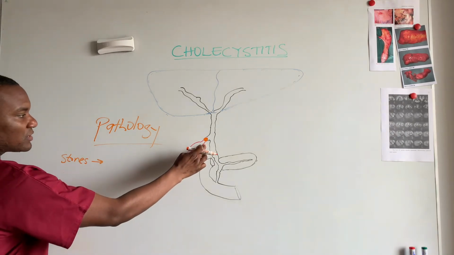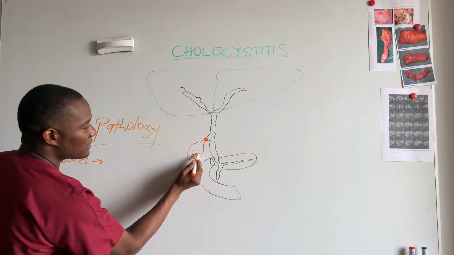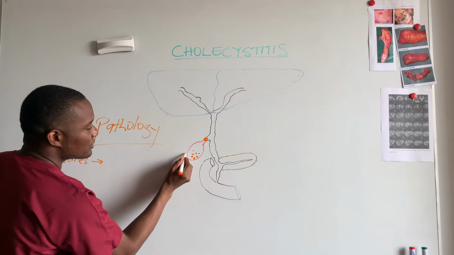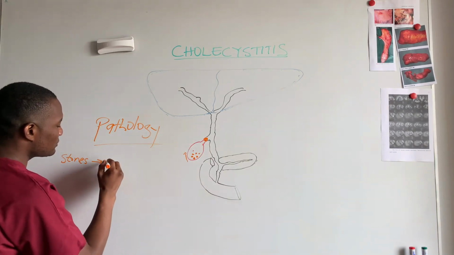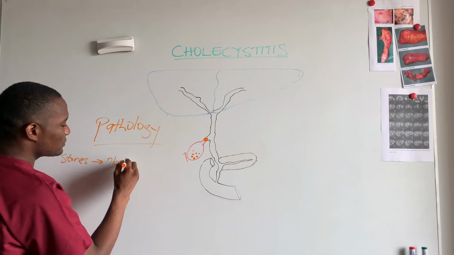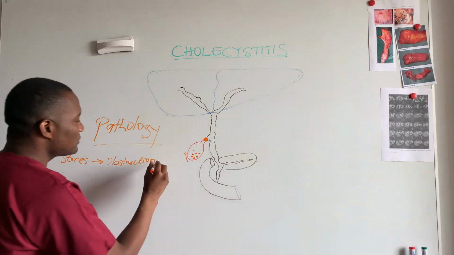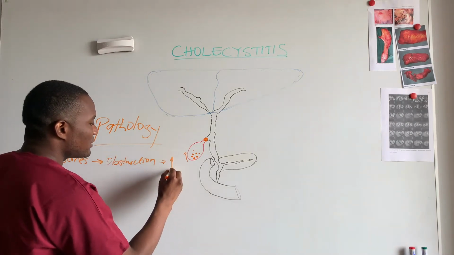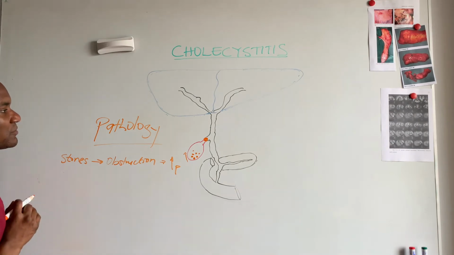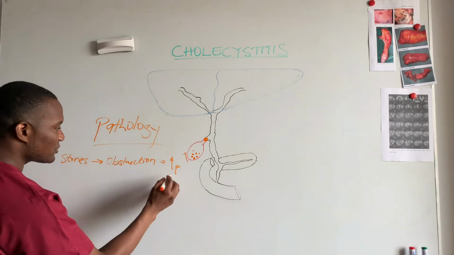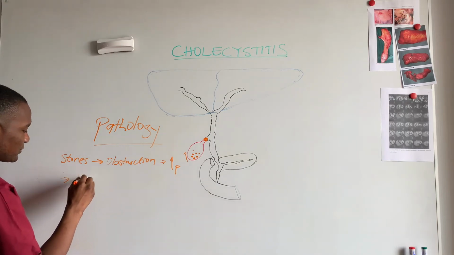When this duct is blocked, there is a buildup of pressure in the gallbladder. So pressure increases here. Stones will lead to obstruction. This obstruction would lead to an increase in pressure. Constant increase in pressure would lead to inflammation.